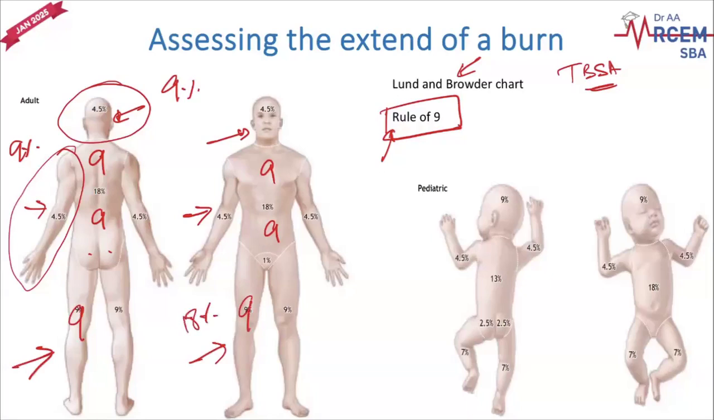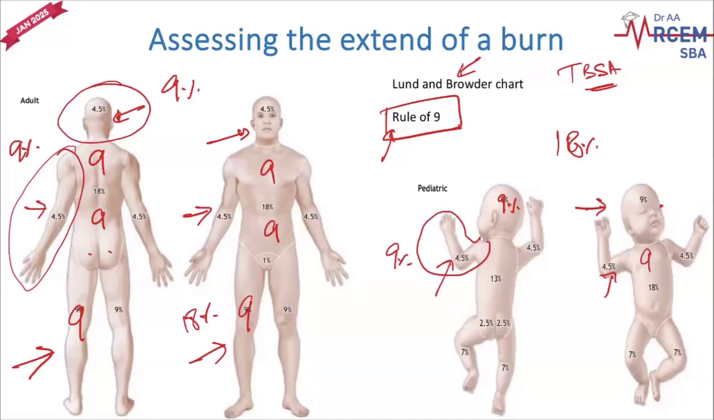In the pediatric age group, it is different, mainly because of the large size of the head. The anterior part of the head is taken as 9%. The posterior part of the head is taken as 9%. Total of 18%, just the head and neck will take up. Upper limb is similar to that of adults. Total is 9%, so the anterior and posterior parts are 4.5 and 4.5 respectively.